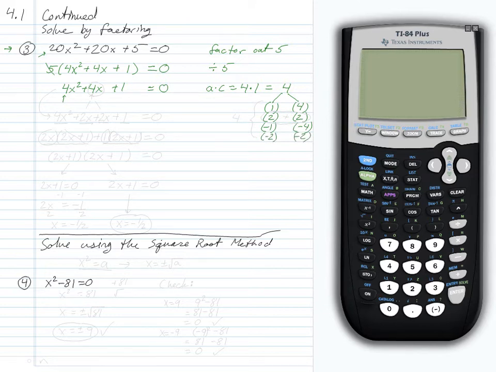Now what I'm looking for here is the pair of numbers that adds up to the middle term, that adds up to b. So which of these pairs adds up to 4? I think our second pair of numbers, 2 and 2, are the ones that we want. So what am I doing this for? Well, what I'm going to do now is rewrite this equation, replacing the 4x with this smaller version of itself.